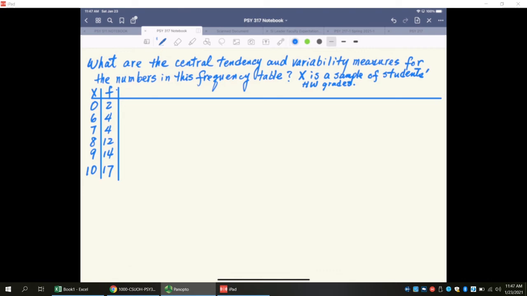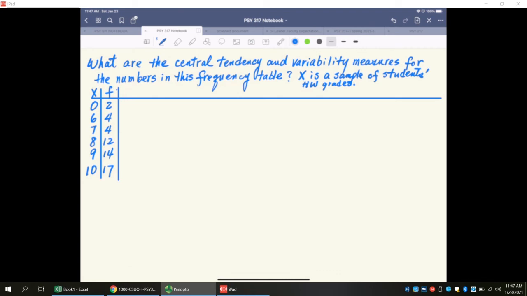A perfect score for homework is 10. And the frequency means how many students have that particular score. So as you can see, 17 students got a perfect 10. Okay, so what is the central tendency?